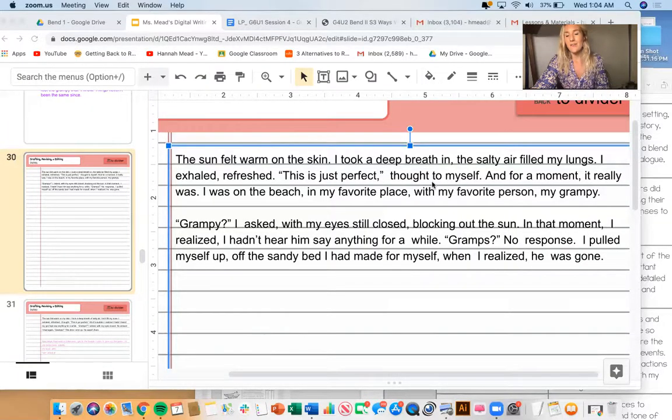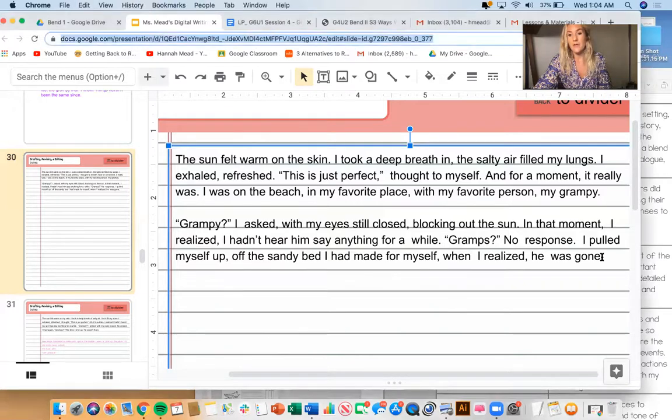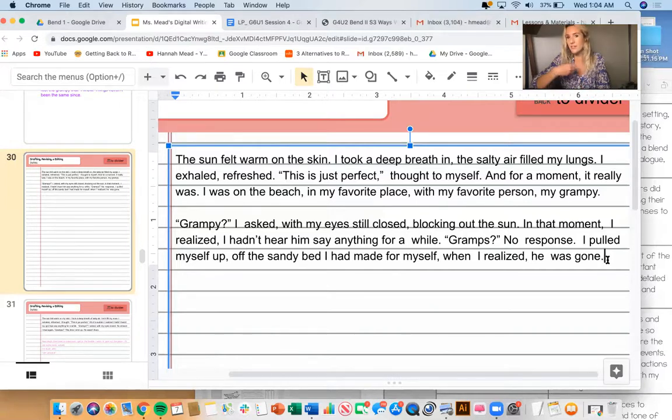So here's my writing from the other day. You might remember it. Take a second to look it over with me. So I started out writing this story about the time I lost my grandpa on the beach, and I kind of started where the trouble really gets going. So I'm on the beach enjoying myself, and then the last thing that happens is I realize my grandpa is gone.